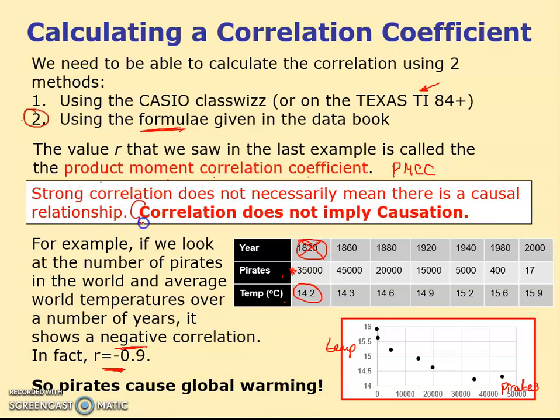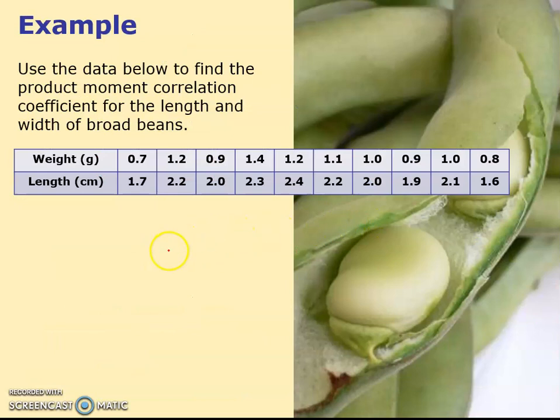And this set phrase that we use, and I want you to learn this, is: correlation does not imply causation. Just because two things are correlated does not mean one causes the other one to happen. And we'll see that in a variety of examples.